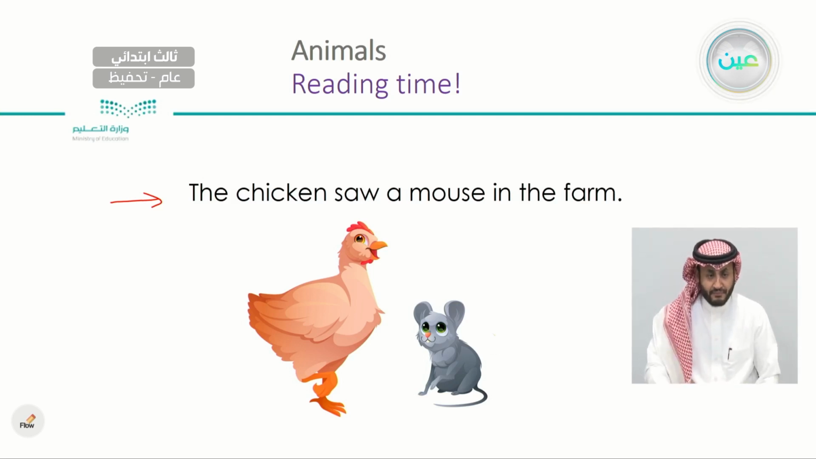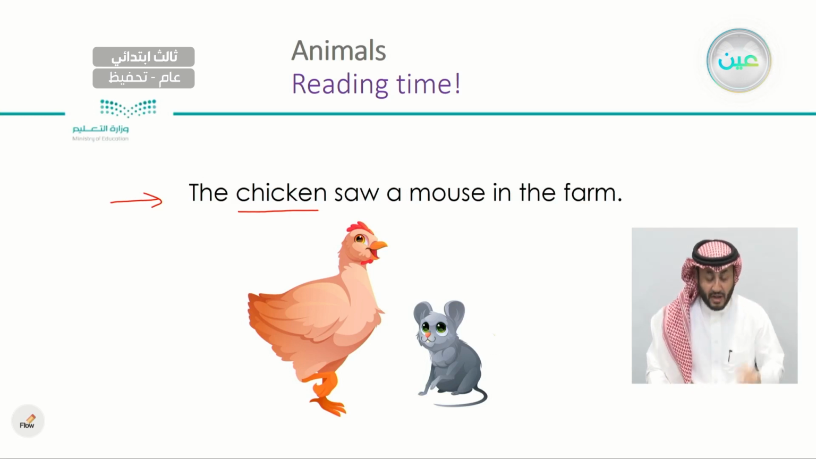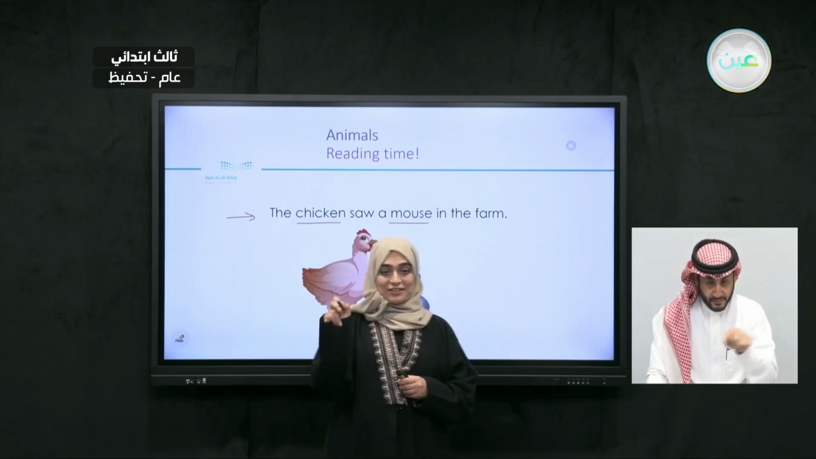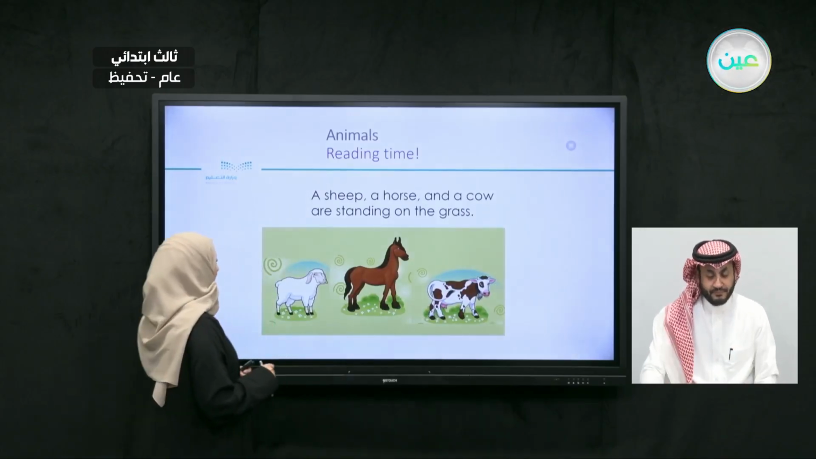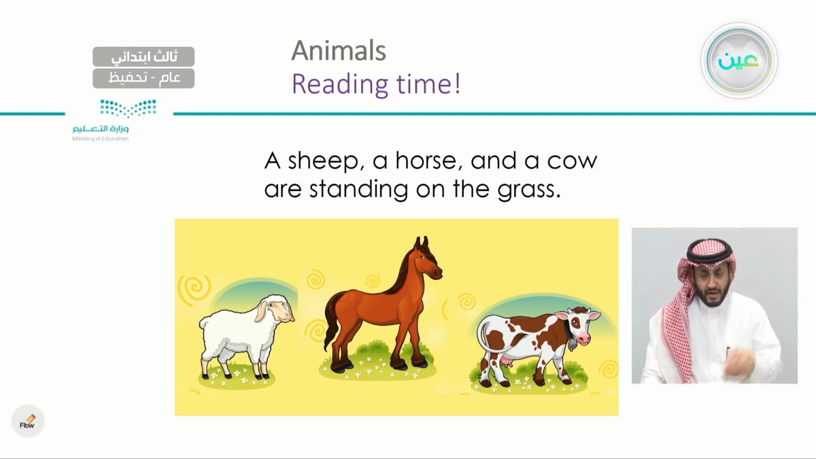What words did we learn today? Excellent. We learned chicken. Makes the cluck sound, right? And we also saw a mouse. Excellent. Did you underline the word in the air with me? Excellent. Next, here we have a sheep, a horse, and a cow are standing on the grass. They're all standing on the grass.